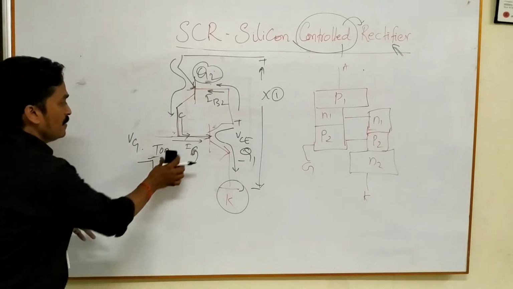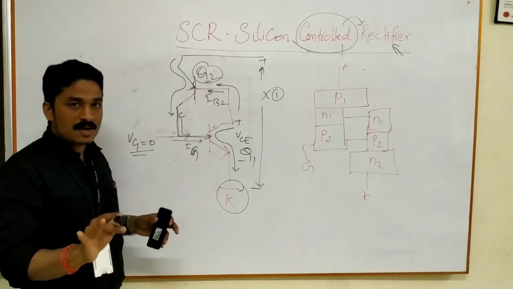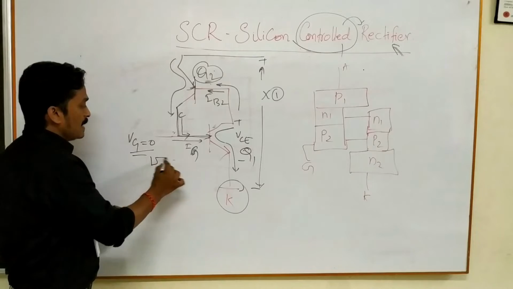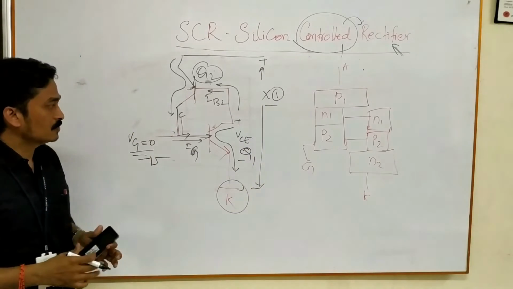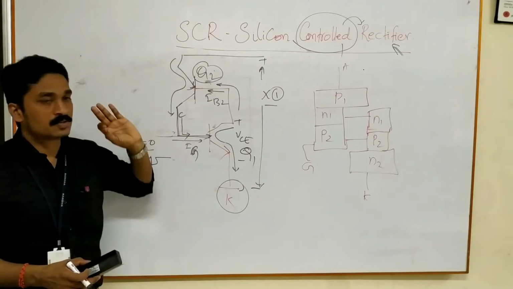By making VG equal to 0, SCR will not stop. This will continue to run, right? So either we can apply negative or we can remove this VAK for the current flow. This is a simple transistor model of current flow in the silicon controlled rectifier.